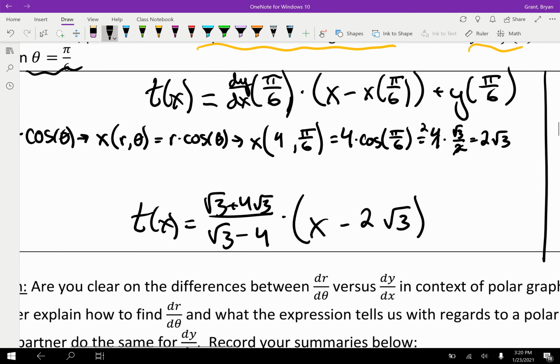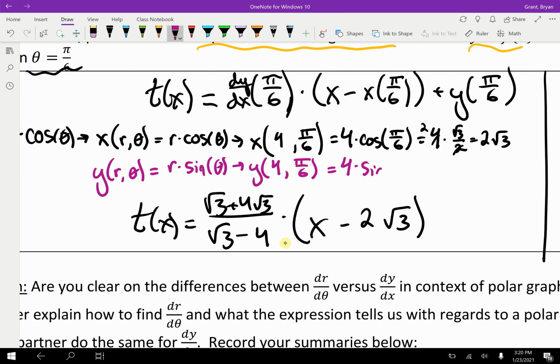And then the same for y. We know, we'll go a little faster here, that y is also a function of both r and theta, and it is r times the sine of theta. So we get y of 4 comma pi over 6 takes the same two inputs, and this is in the same spot, 4 times the sine of pi over 6, 4 times 1/2, which is 2. And there's our tangent line. Maybe not the most beautiful tangent line we've ever seen, but we should probably make sure that we're correct too.